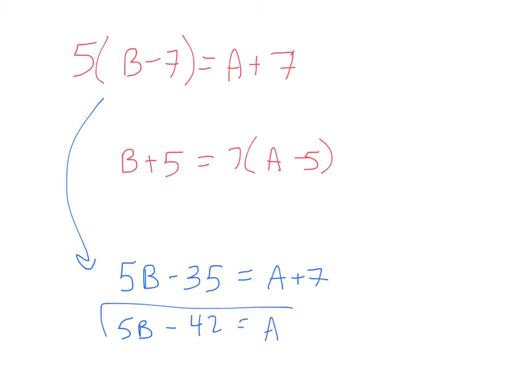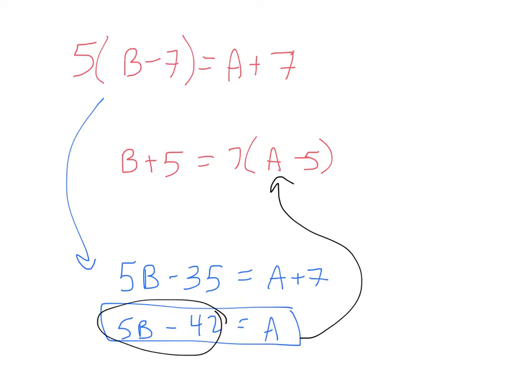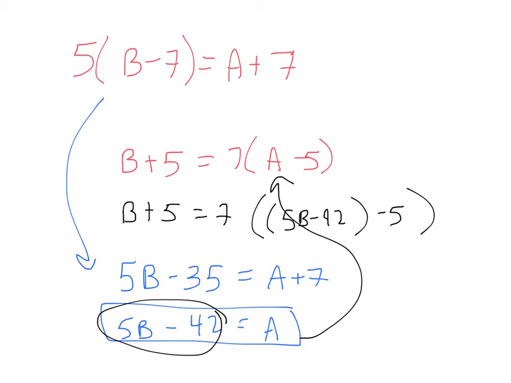Very good. So this is the expression. This is what you get for A in the first one here, okay? That's what you get for A, but that's not a number, obviously. So the way to solve this is we take this and plug it in. Okay, don't worry about this for tomorrow's test. If it was a question on the problem set, I understand. But don't worry about doing systems for tomorrow, but that's how you would do this. You would take this expression right here and plug it in for A, giving you B plus 5 equals 7. Now for A, we put in that whole expression: 5B minus 42 minus 5.